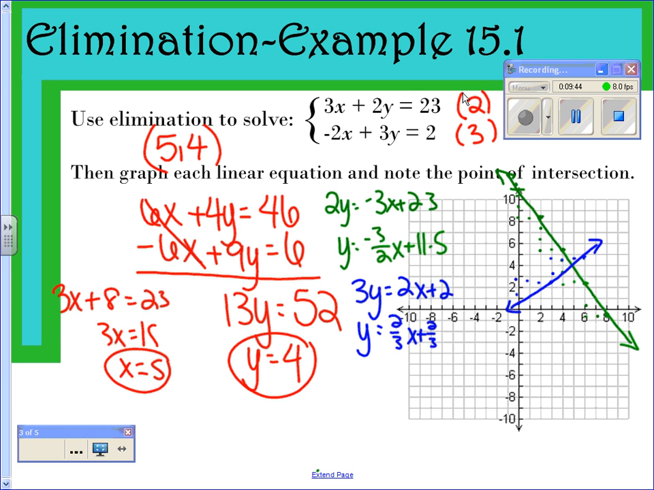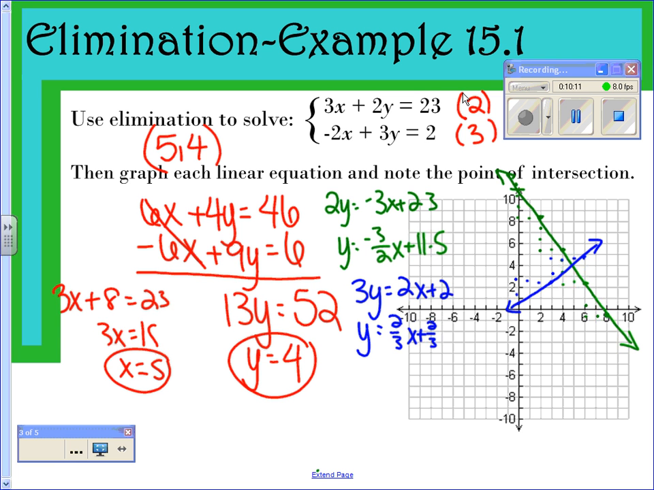Okay. So which one is easier? Is it easier to graph it or is it easier to do substitution or elimination? Why not graphing? Okay. Because I could have been off just a little bit, and then it could have been like 5.1 and 4.2 or something. Does that make sense?